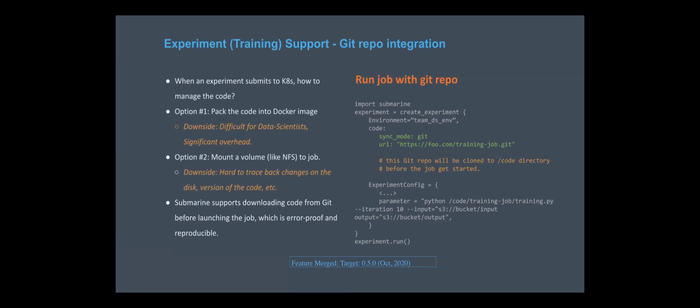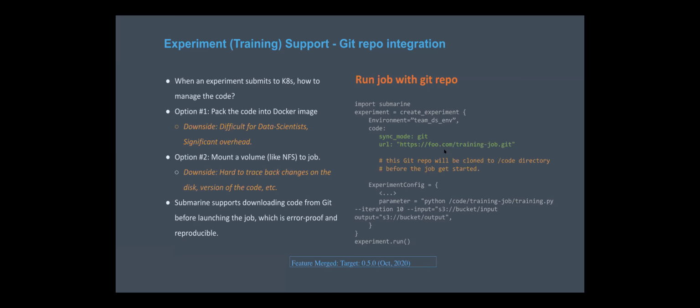The other option is to mount a volume to a job when the job is launched. The downside is it is very hard to track back changes on the disk and what the version of the code is. So what we have built now is to support downloading code from Git when the job is launched.